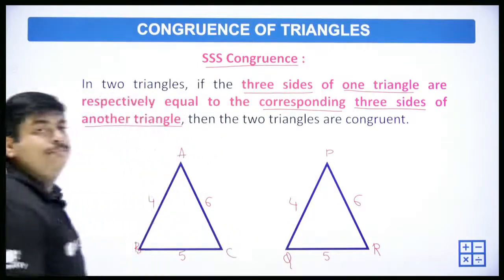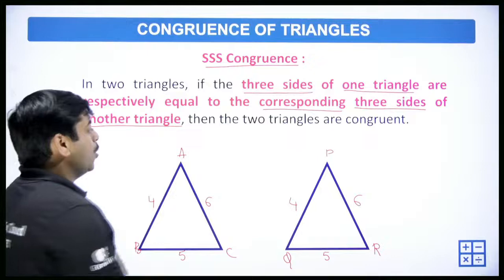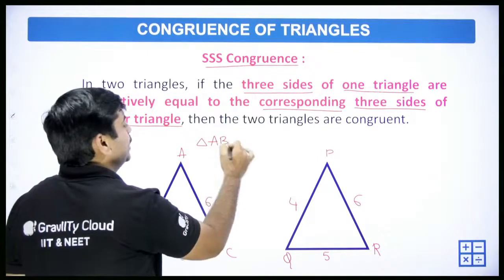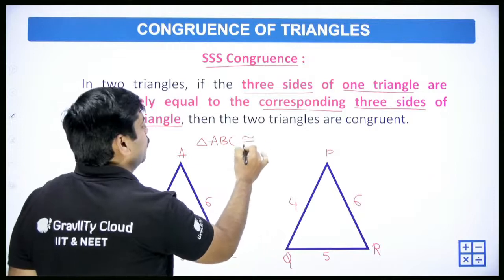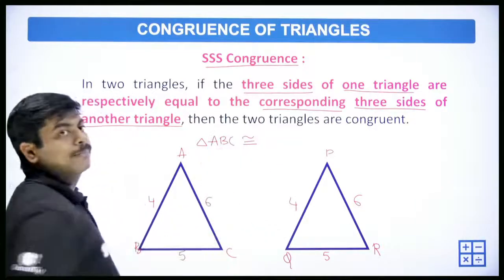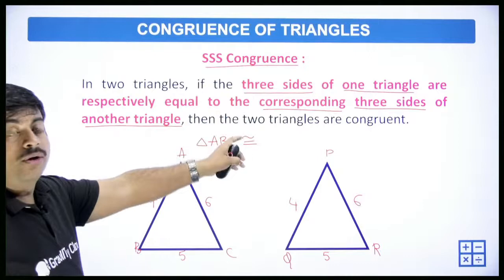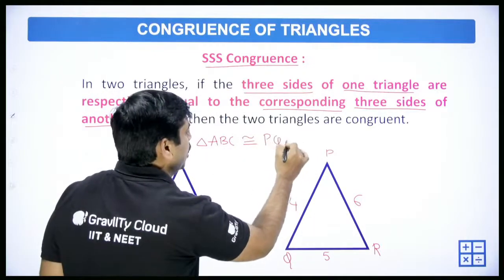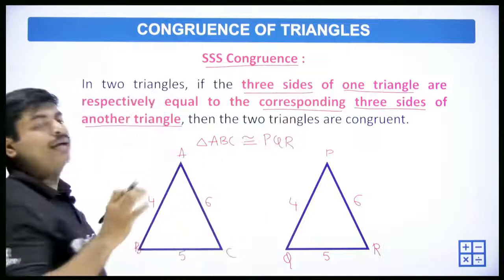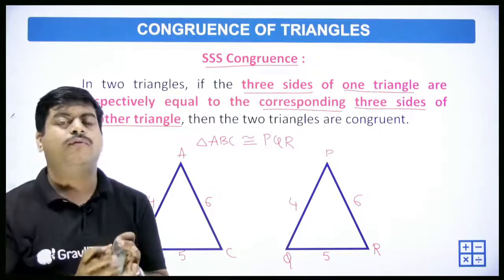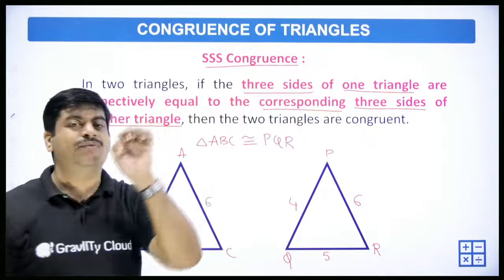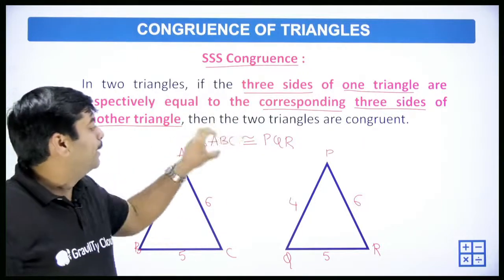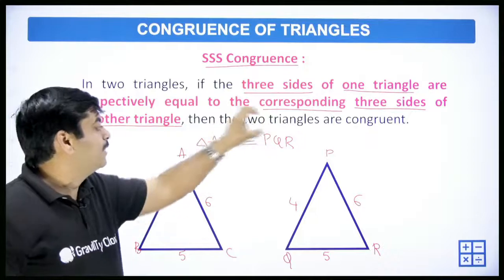If I say ABC and PQR are congruent, we say it like this: triangle ABC is congruent to triangle PQR. This is the symbol used for congruency. When we are writing like this, the order of the alphabets is very, very important. A should correspond to P, B should correspond to Q, C with R.